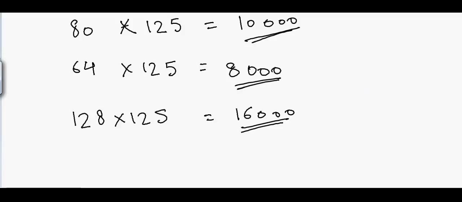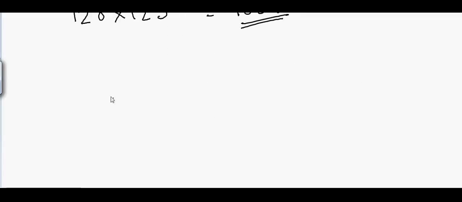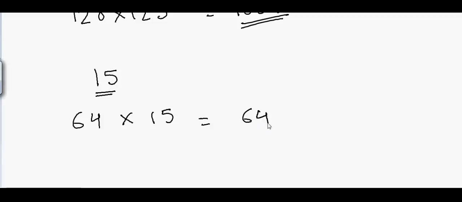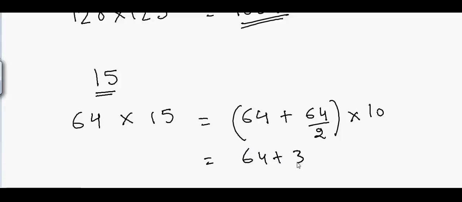Now let's go to multiplication by 15. In case of 15, this is a little different. Suppose we have 64 and want to multiply it by 15. In this case, what I will do is take 64 and then add 64 divided by 2 to it, and then multiply by 10. So that will be equal to 64 plus 32, times 10, and that's equal to 96, right?